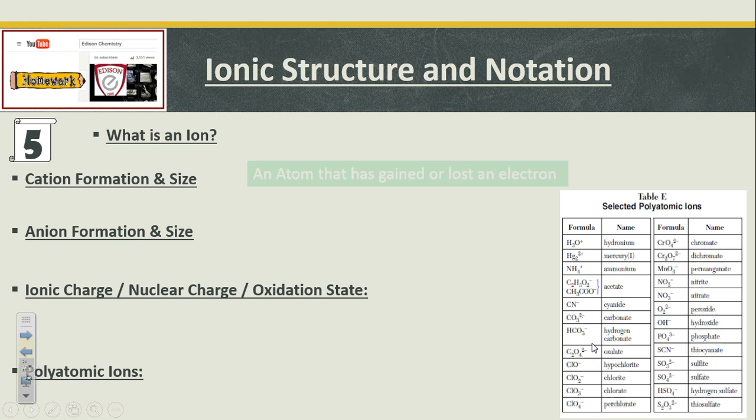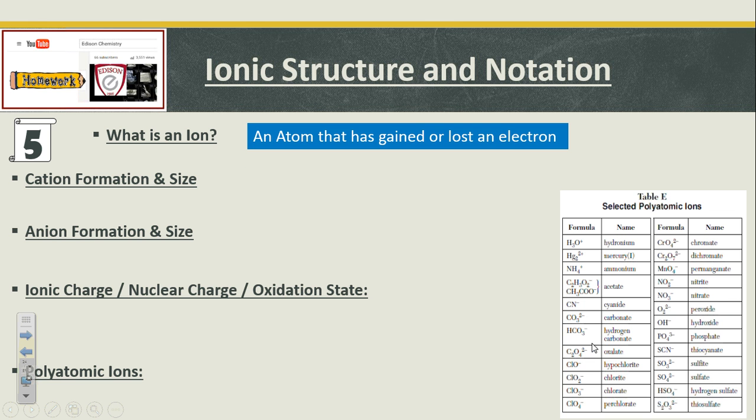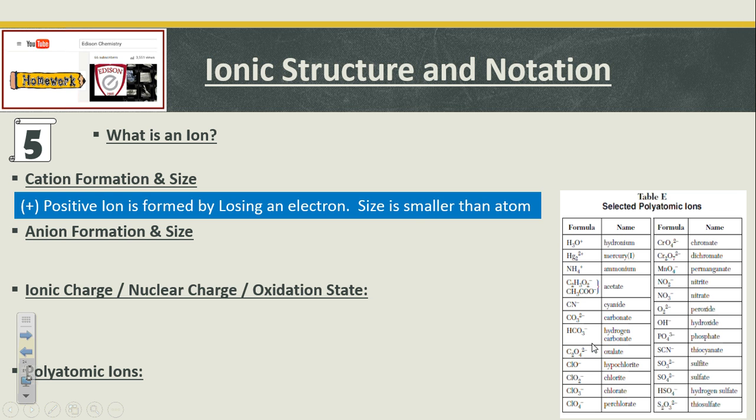What exactly is an ion? Well, from our definitions, an atom that has gained or lost an electron is an ion. So, cation formation. Cation formation means that a positive ion is made when an atom loses an electron. And when you lose an electron, it's coming out of that outside ring, so it's going to become smaller. The t in cation looks like a positive charge, so it's kind of easier to remember it that way.